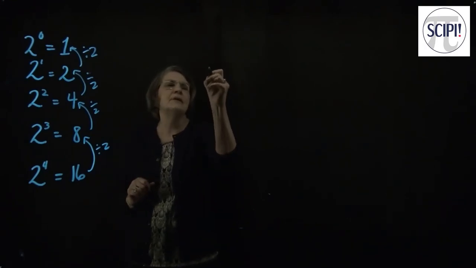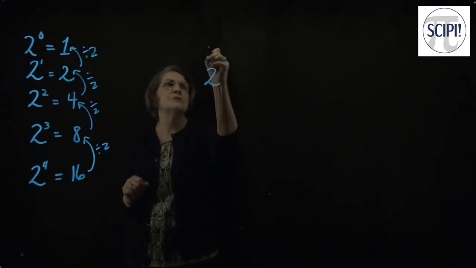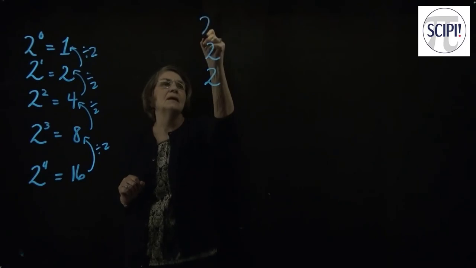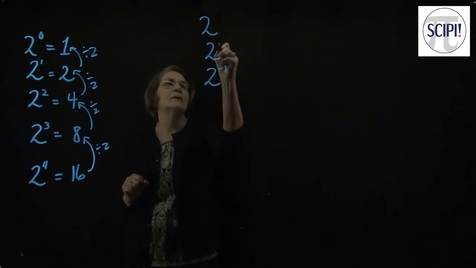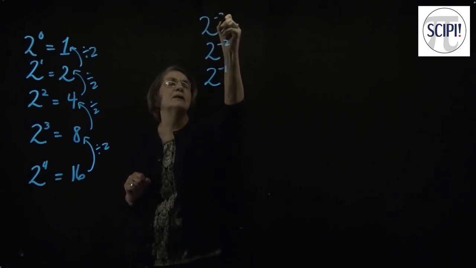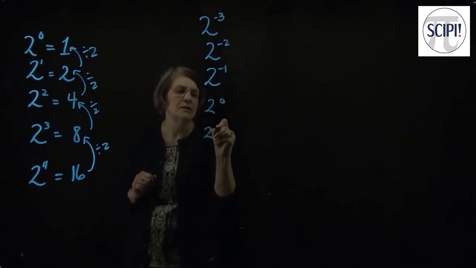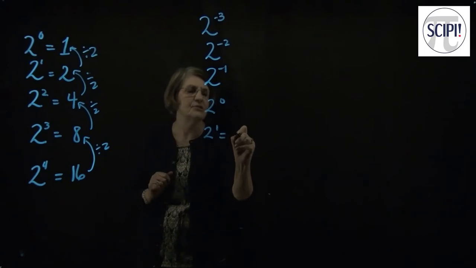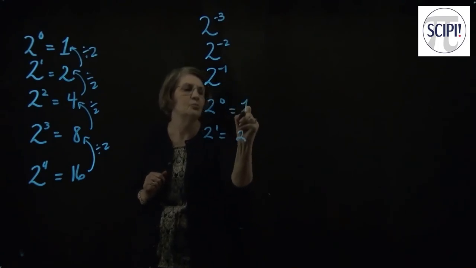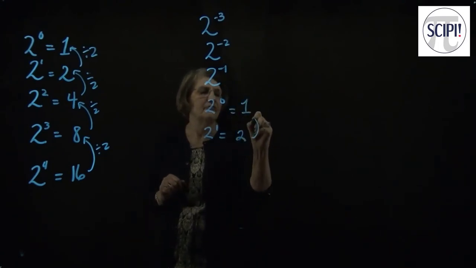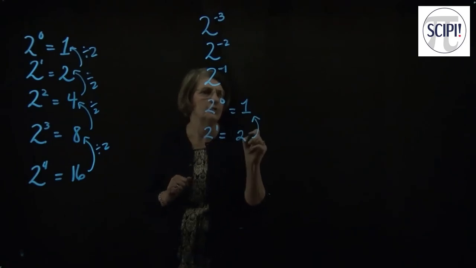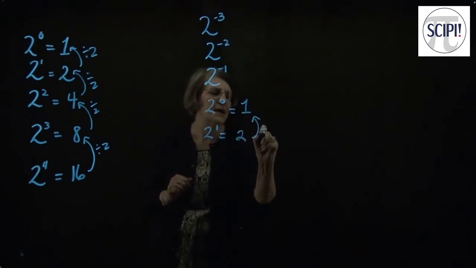So let's put up here our 2's, and let's have a -1, a -2, and a -3. And let's start down here. So we know this is 2, and we know this is 1. And how did we get from here to here? Who remembers? That's right, we divide by 2.